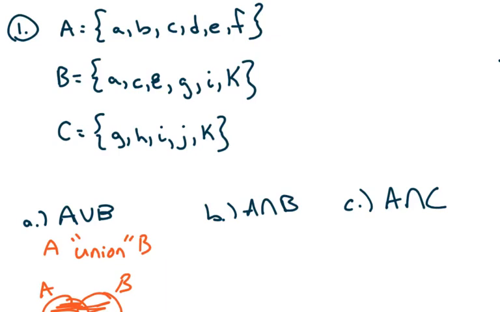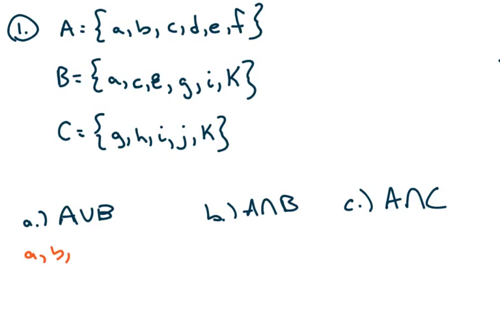I want to take, let me do this to create some space. Let me take that away. Then I'm going to take every element of A. I'm just going to write out A. And then all the elements of B.